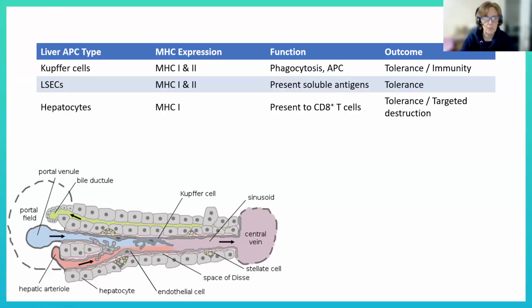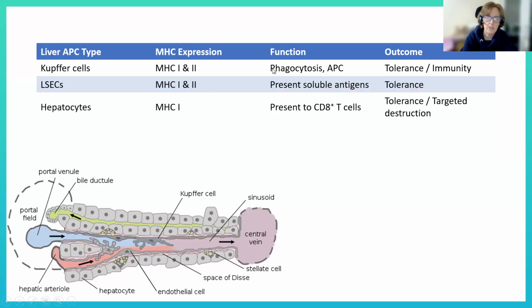So here's a table showing some of these special cells in the liver, the Kupffer cells, the endothelial cells, and the functional hepatocytes. They've all got varying roles for presenting the antigens to the white blood cells, which will then decide whether to mount a big response or not. And that's just a brief summary of their roles.